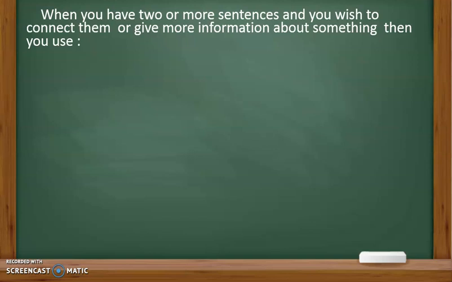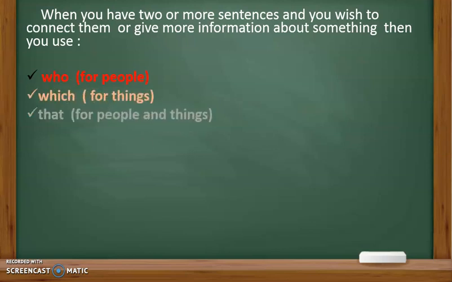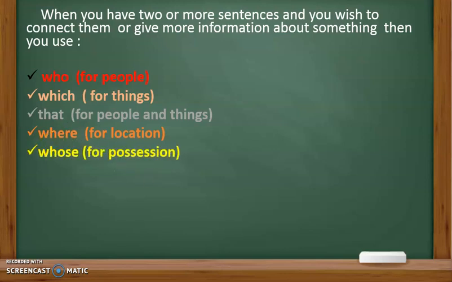When you have two or more sentences and you wish to connect them or give more information about something, then you use who for people, which for things, that for people and things, where for location, whose for possession, and when for time.